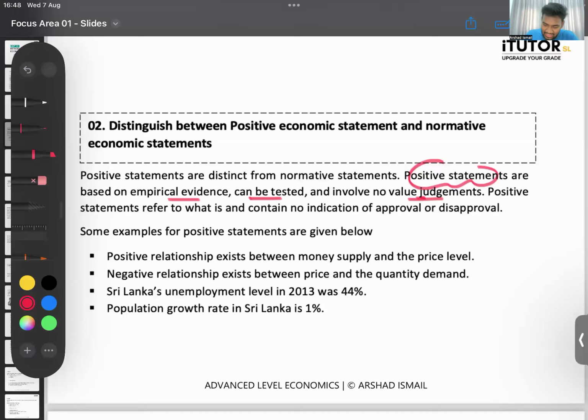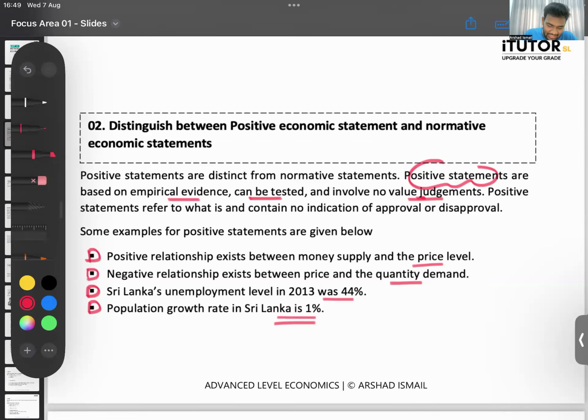You see examples. A positive relationship exists between money supply and price level. A negative relation exists between price and quantity demanded. Sri Lanka's unemployment rate is 44%. That is wrong. Sri Lanka's unemployment rate is not 44%. Our unemployment rate is 4%. That is wrong. But why is that still a positive statement? Because that's a fact. It may be correct or wrong, that's okay. It's a positive. Then population growth rate is 1%. Empirical evidence means you can gather data and you can prove it, whether it's correct or wrong.